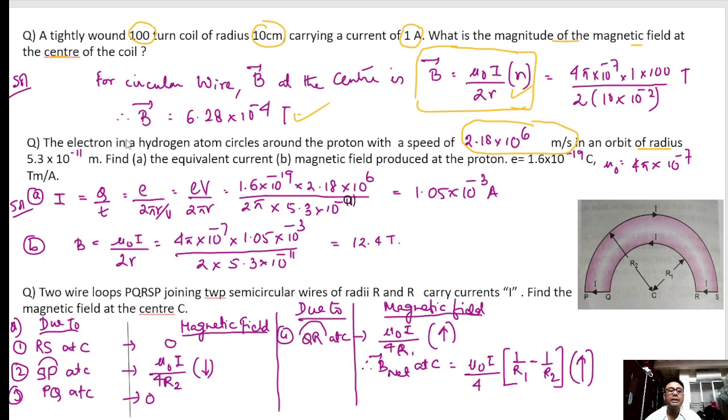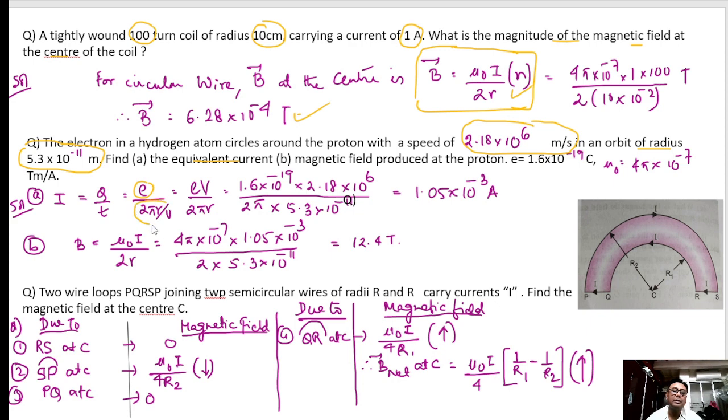Orbit radius is given to us. Now we are finding the equivalent current. As you know, current is I equal to Q by T. Q equals, here one electron is revolving, so e.